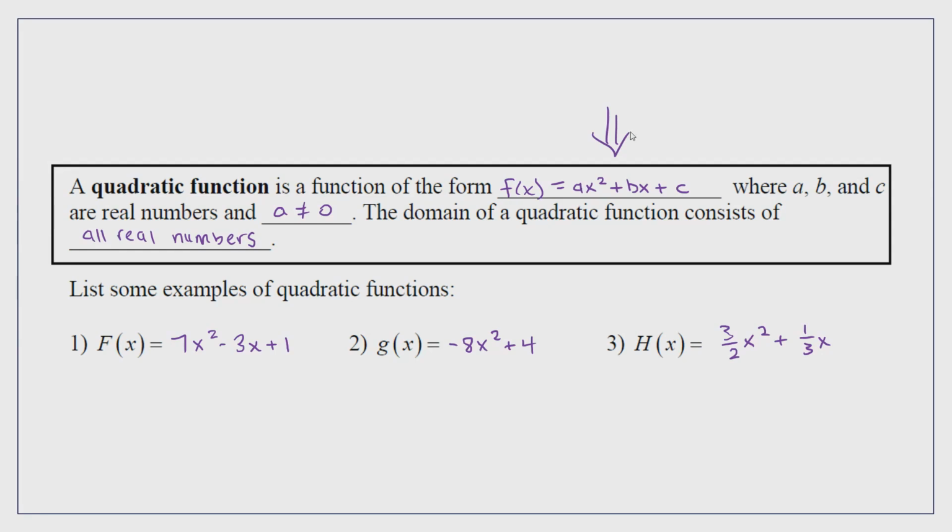In other words, a quadratic function is a second-degree polynomial in one variable. All of these examples have only one variable, x, and it's second degree because the highest exponent in each of these functions is 2. Okay?